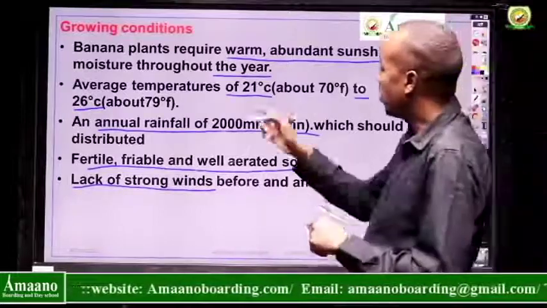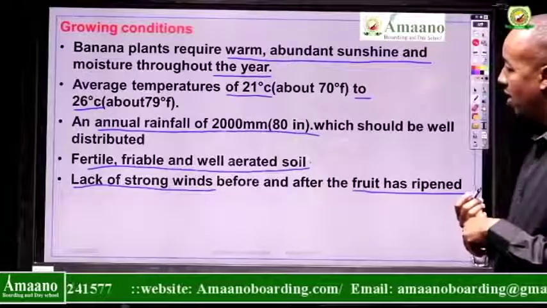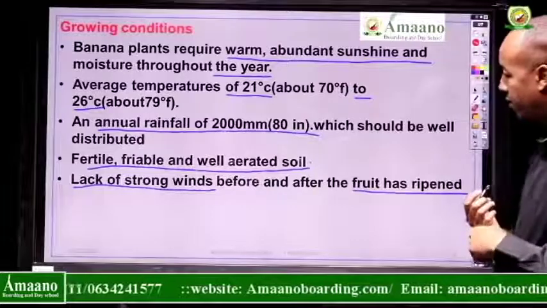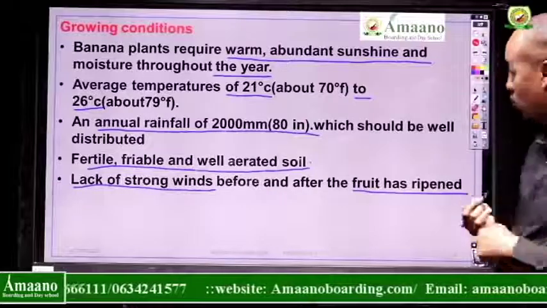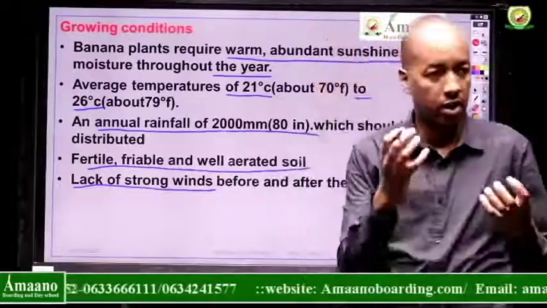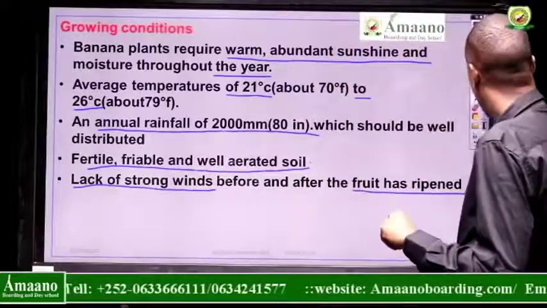So the growing conditions of banana are: warm, abundant sunshine, average temperature of 21 degrees Celsius, annual rainfall of 80 inches, fertile aerated soil, and lack of strong winds. Because if the strong winds are there, they can shake the tree and they can lead to the bananas falling down without ripening.